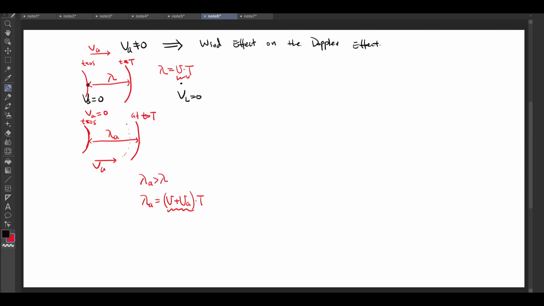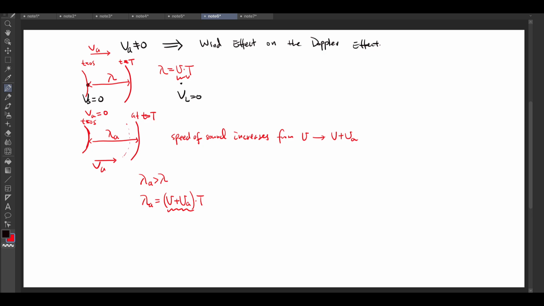Okay, so let's summarize the effect here. The effect is that the speed of sound increases from v to v plus Va.